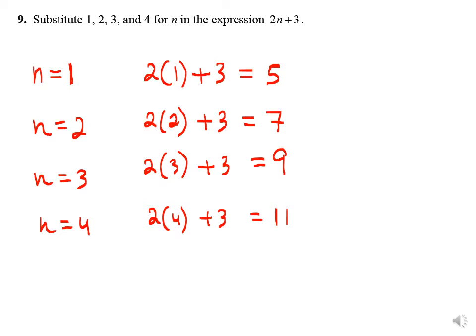So there it is. The correspondence is if n is equal to 1, that's 5. If it's 2, then it's 7. 3, 9. 4, 11. Okay, so let's take a look at one where students usually get confused. There are two different expressions.